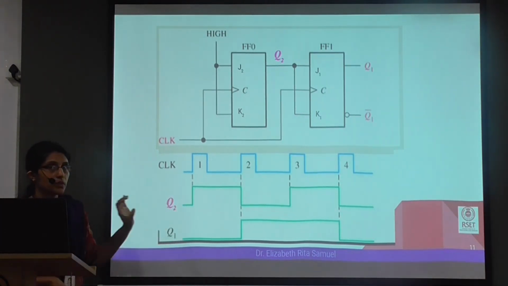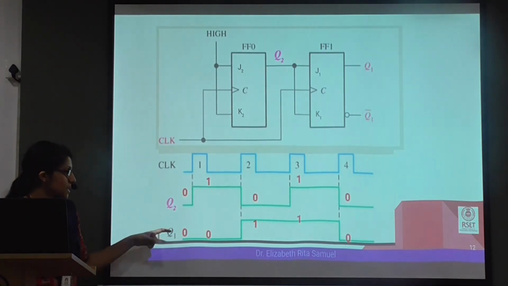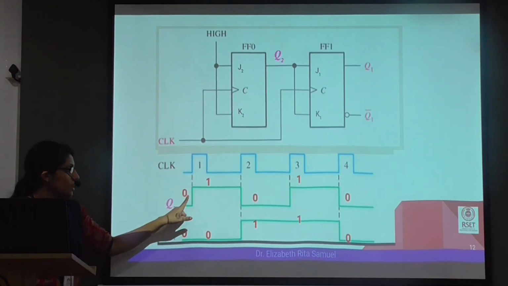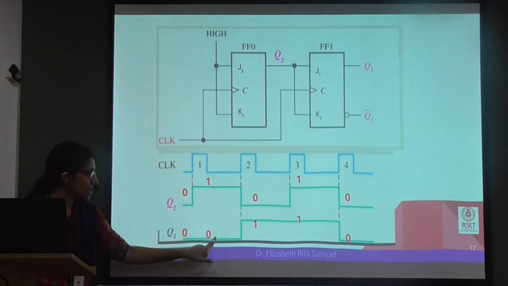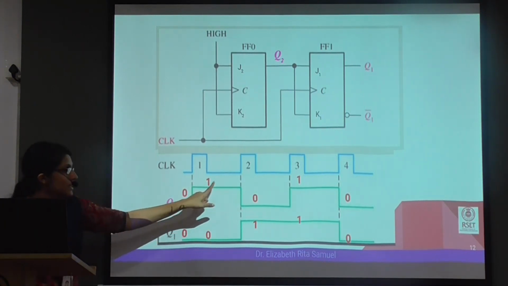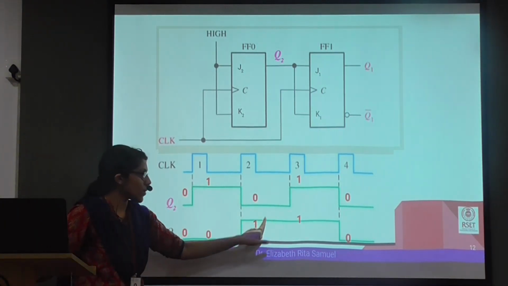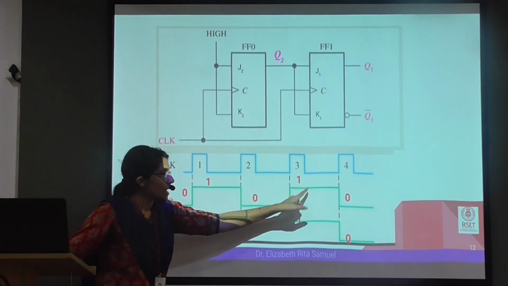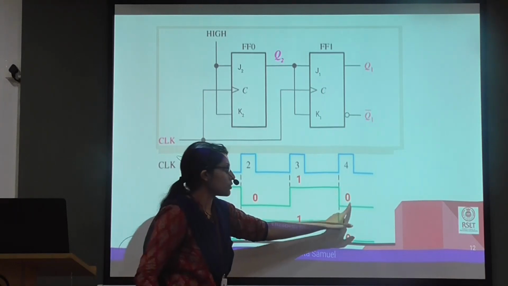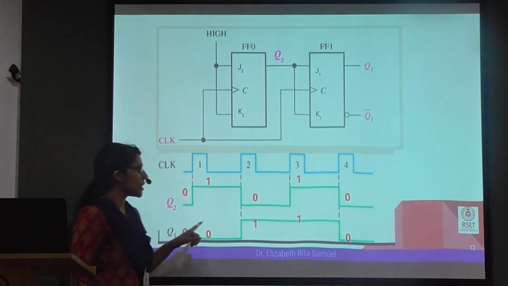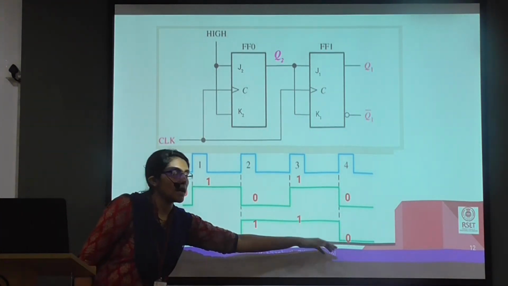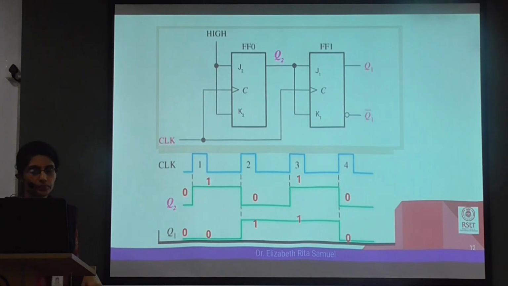So from this output, now how can we see the counting sequence? The counting sequence is such that at the first instant you are counting 0, 0. At the next rising instant we have counted 0, 1. At the next clock rising instant it is 1, 0, which is 2. Next is 3, that is 1, 1. And at the fourth count it goes back to 0, 0. So our counting sequence is 0, 1, 2, 3 and again back to 0.